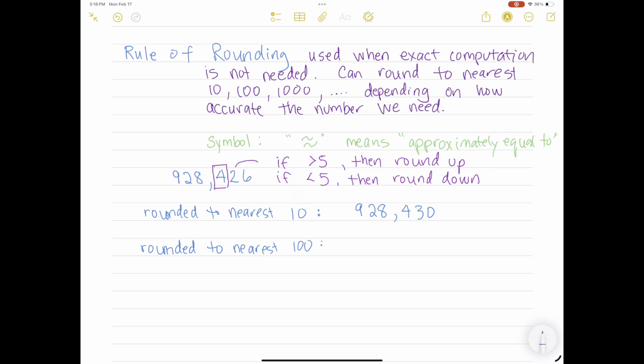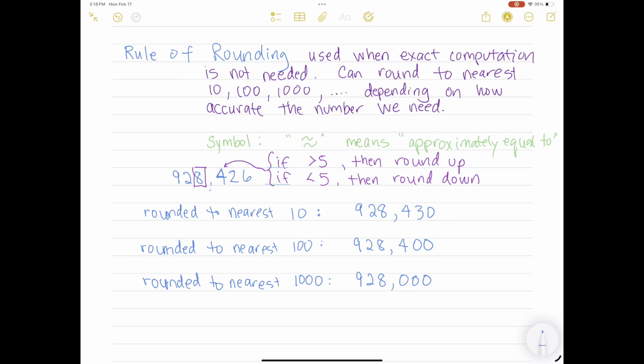If we round this to the nearest 100, we look at the 100 digit, which is 4, and the digit to the right would be 2. Since 2 is less than 5, we round down, which means 928,400. Rounding to the nearest 1,000, we look at the digit in the 1,000 place, which is 8, and the digit to the right, which is 4. Since 4 is less than 5, we round down, so that gives us 928,000.